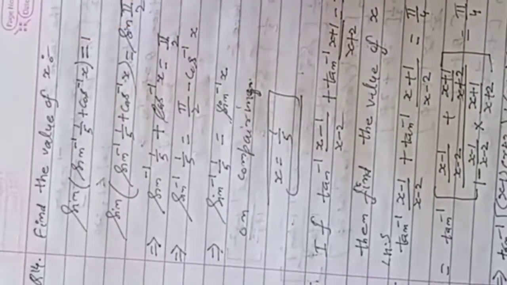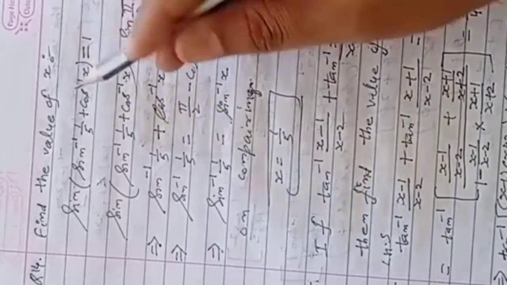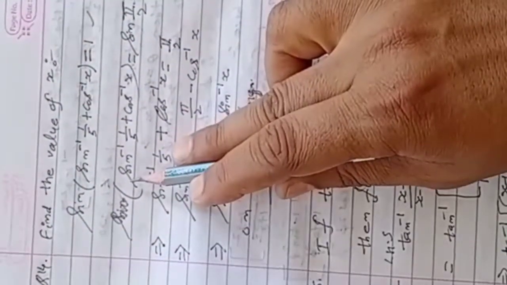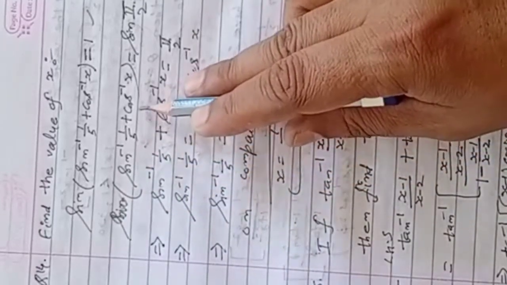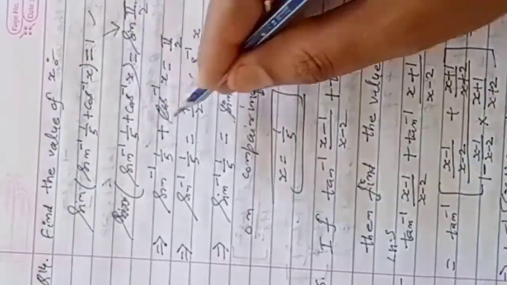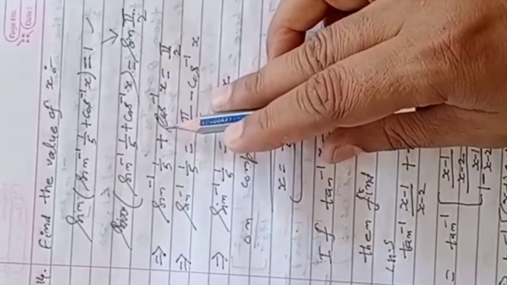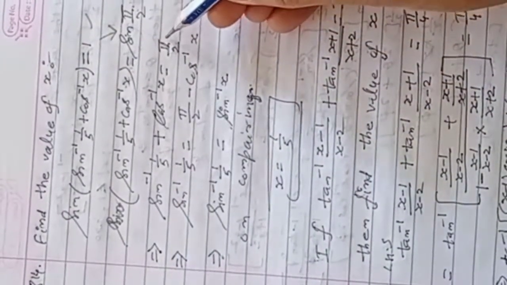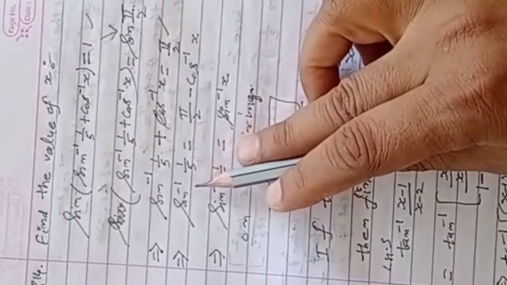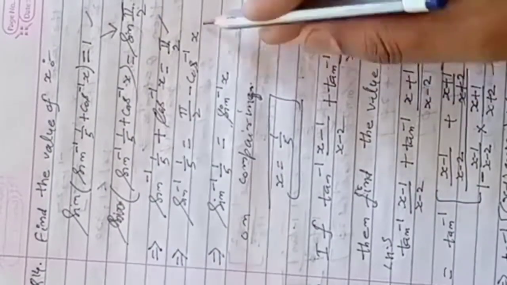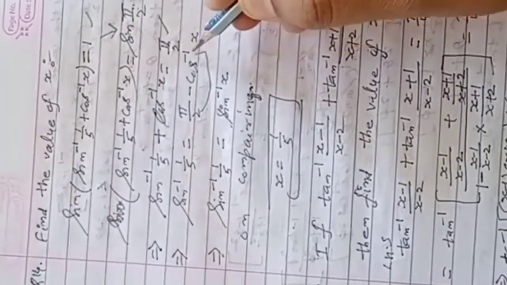Now question number 14 we have: find the value of x when sin inverse 1 upon 5 plus cos inverse x is equal to 1. So sin inverse 1 upon 5 plus cos inverse x is equal to sin pi by 2, since sin pi by 2 is 1. Now on comparing, sin inverse 1 upon 5 plus cos inverse x is equal to pi by 2. Now sin inverse 1 upon 5 is equal to pi by 2 minus cos inverse x, and pi by 2 minus cos inverse x is sin inverse x.